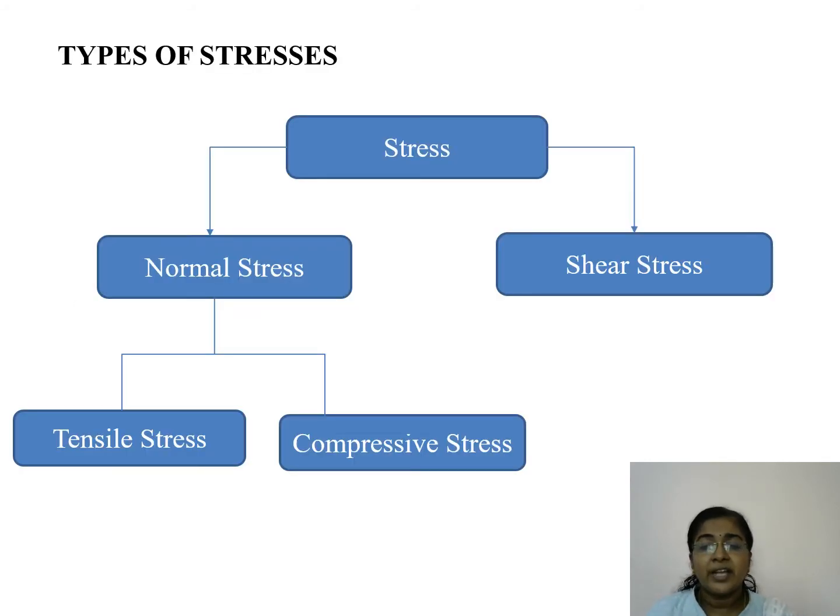There are different types of stresses. Stresses are generally classified into normal stress and shear stress. Normal stress is further classified into tensile stress and compressive stress. Tensile stress occurs when the force acting on the body is tensile. Compressive stress occurs when the force is of compressive nature. And shearing stress is due to the shearing force, that is, a force acting tangential to the surface. We can see each one.